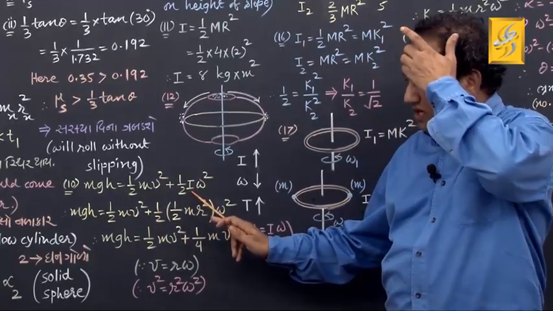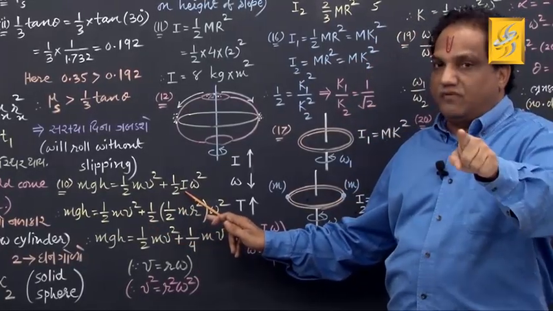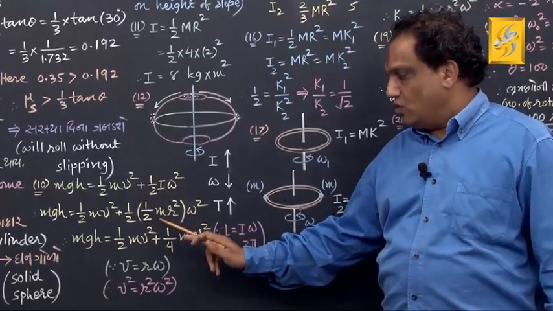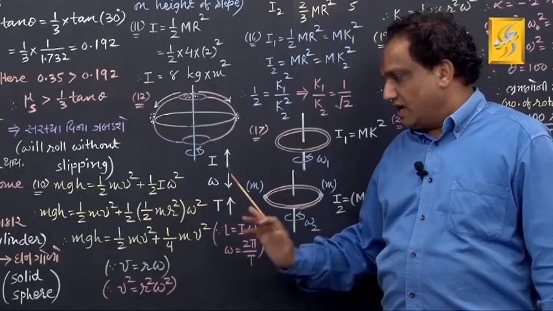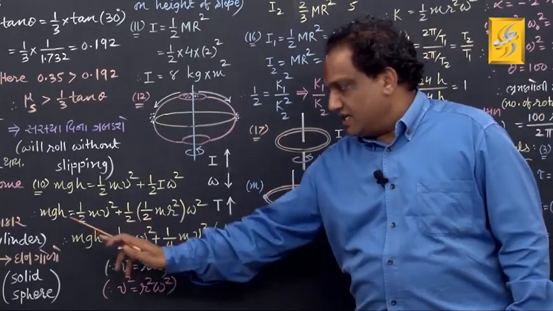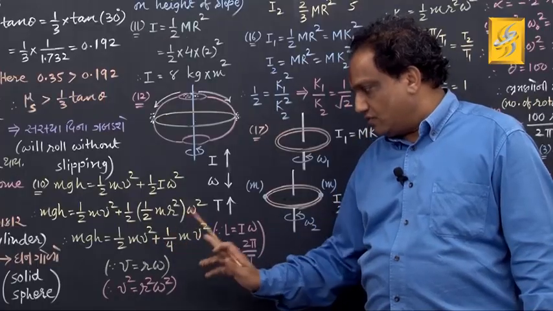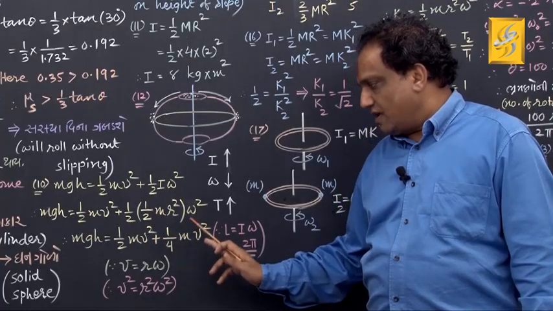But what about the moment of inertia for a solid cylinder? I equals 1 by 2 mr square. So, I equals 1 by 2 mr square into omega square. Fine. mgh as it is, half mv square as it is, 2 2s are 4, m r square omega square.